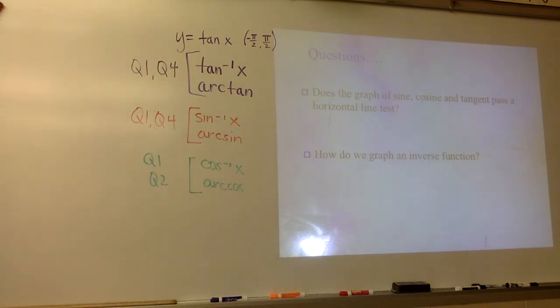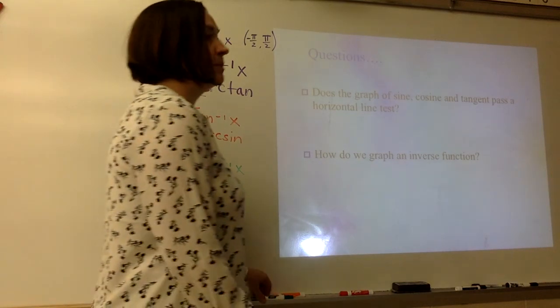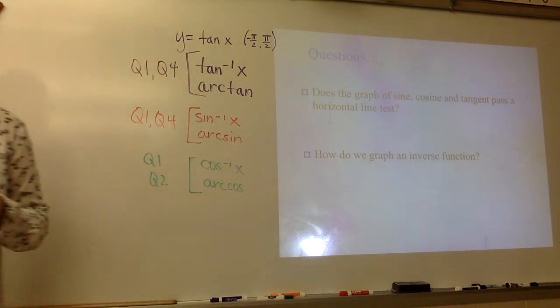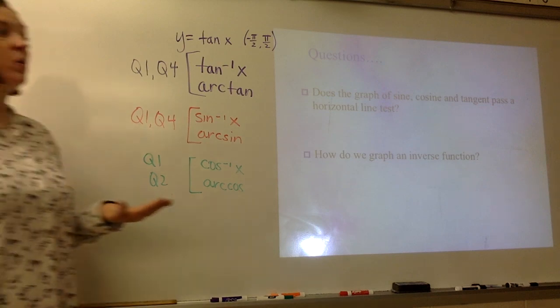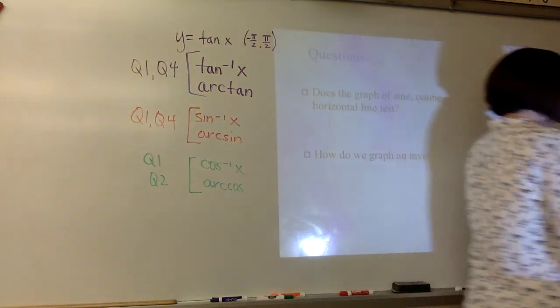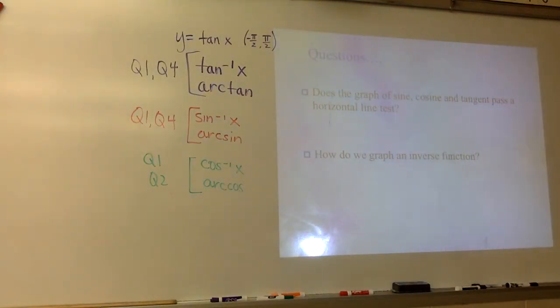And very clearly, specifically defining which quadrants I'm allowed to pull inverses from. You will never have answers in quadrant 3, ever. And the only time we use quadrant 2 is for cosine, the inverse cosine function.